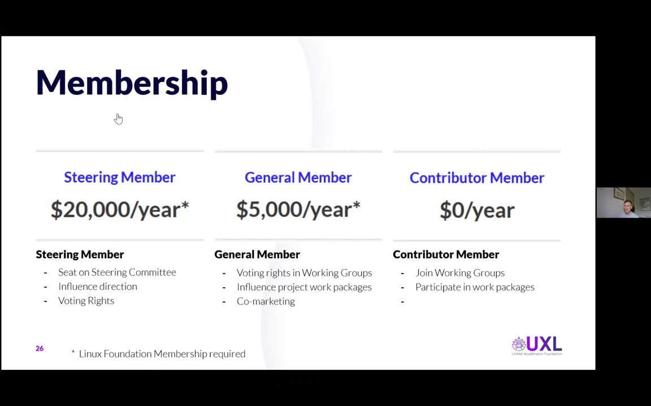General members have voting rights within the working groups and have the ability to influence the project work packages and to do co-marketing with us as an organization as well. Contributor members are free to join. There's no Linux membership required. So you can sign the member agreement and the contributor agreement, which means you can join the working groups. You can participate in the working groups and the work packages that exist there. So that's obviously a really low touch way to get involved.